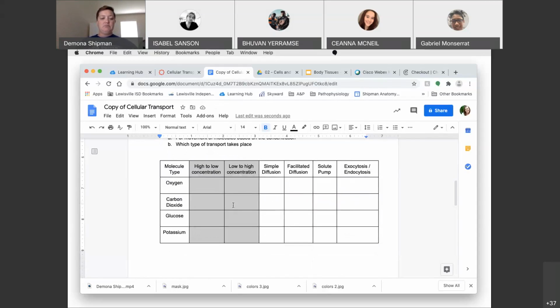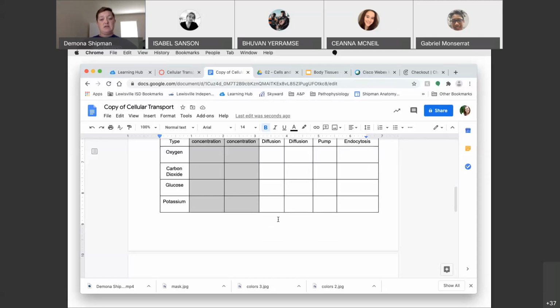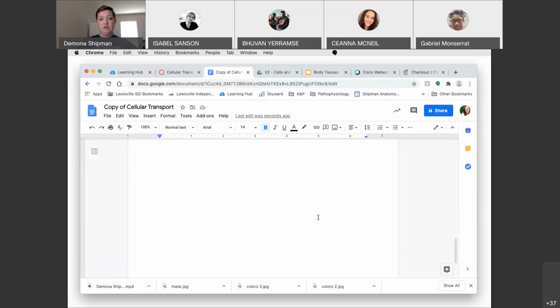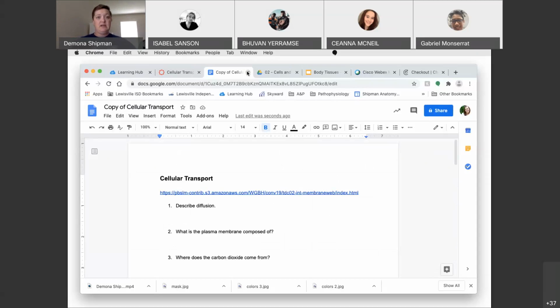Carbon dioxide, put a check here, put a check in one of these. Some of them might have more than one check. I can tell you water will have more than one checkbox over here because it does simple diffusion, goes straight through because it has enough energy. And then also those aqua pores, so it has some help as well. So you're just putting checkboxes where they belong. And that was it from yesterday.